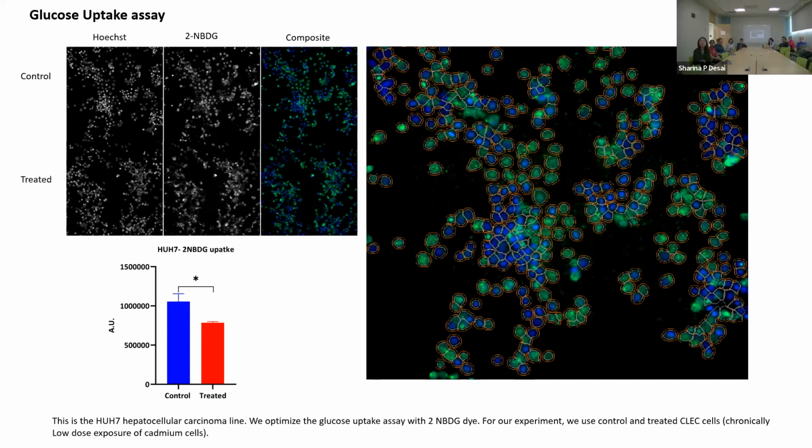So you can see the staining here. This is the nuclear staining, and 2-DG, which is the glucose staining. This is the composite image. And how did we calculate the intensity? For that, we were masking the nucleus here, and from the nucleus we were taking, depending upon the cell area, the intensity of channel 2. We were trying to capture the whole cell's intensity of channel 2. So you can see it was significantly lower as compared to the control.